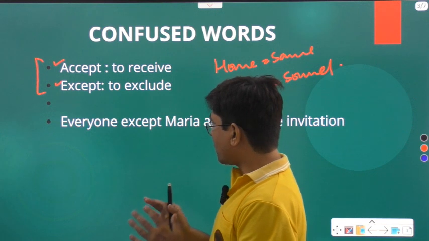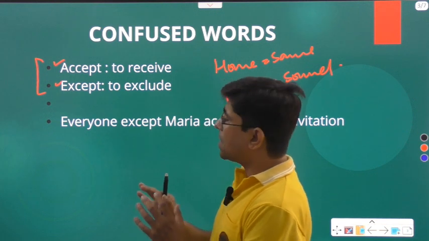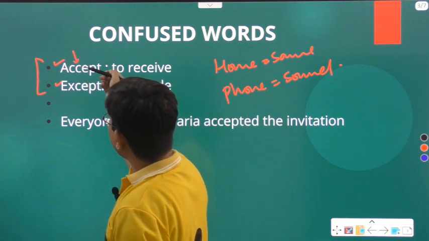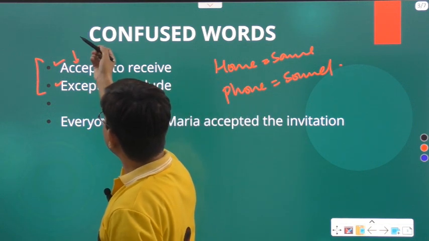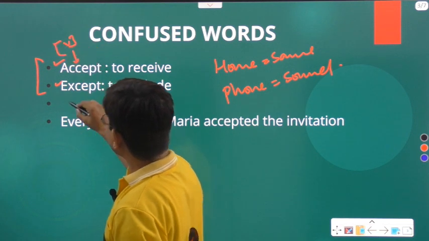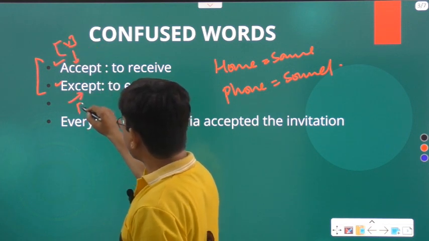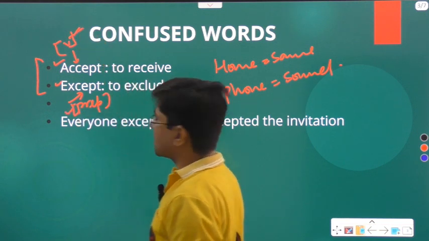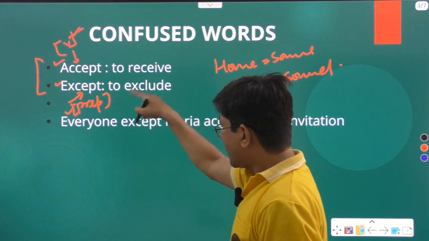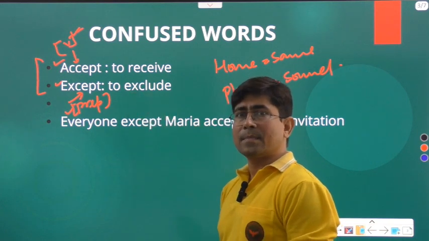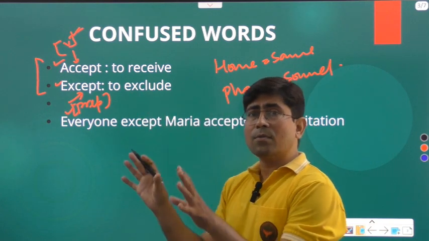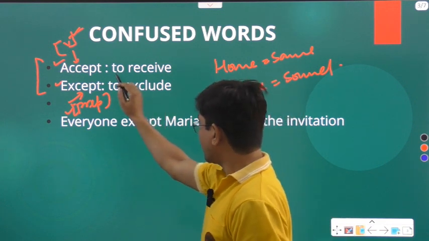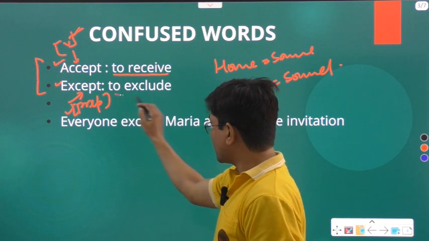And if we try to find out the parts of speech of these two words, accept is a verb, and except E-X-C-E-P-T is a preposition. It is used as a preposition in the sentence, and the other is used as a verb. The meanings of these two words are also different. That's what I'm trying to tell you. The sounds of these two words are the same. The spelling and the meaning are different. Accept is to receive and except means to exclude.